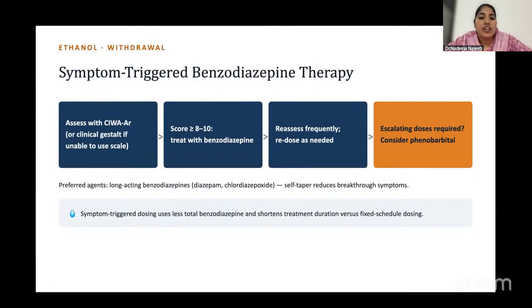How do you treat this alcohol withdrawal? As I mentioned, you have to assess the CIWA-Ar score wherever it is possible, or use your clinical gestalt to grade the severity of the alcohol withdrawal. If the score comes to more than 8 to 10, treat with benzodiazepine. Choose a longer acting benzodiazepine like diazepam or chlordiazepoxide and titrate according to the sedation necessity. You have to reassess the patient very frequently and redose. If you are requiring higher doses of benzodiazepine, choose phenobarbital in addition to the benzodiazepine. We'll talk about it later.